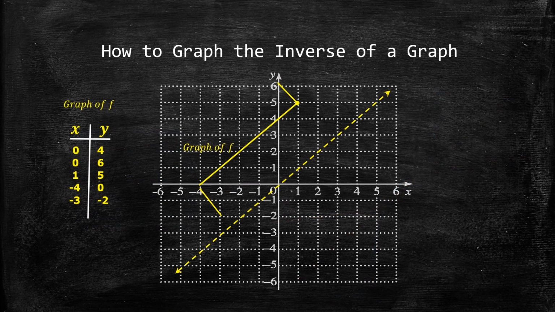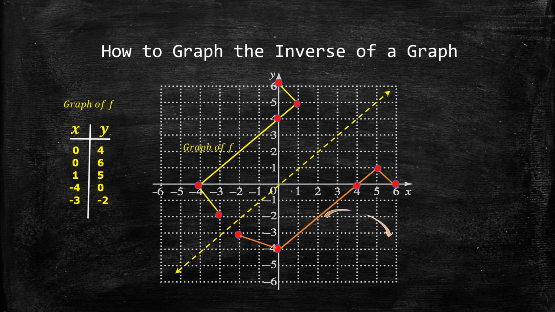Another one. So we're going to take points on my function and switch the coordinates. The first one was (1, 5). On the inverse it's going to become (5, 1). Now (0, 6) is going to become (6, 0). Another one, (0, 4) is going to become (4, 0). And another one, (-4, 0) is going to become (0, -4). And the last one, we have (-3, -2), which is going to become (-2, -3).